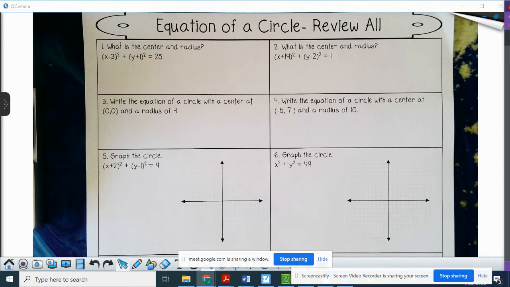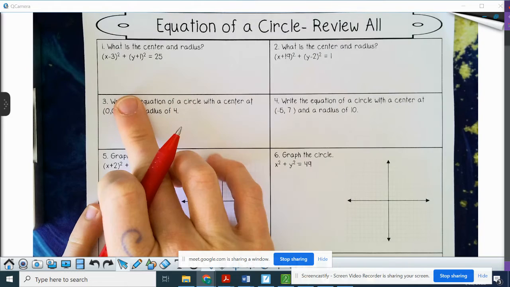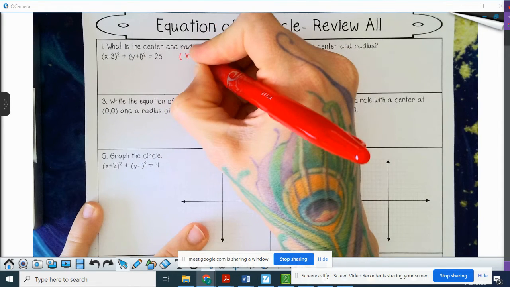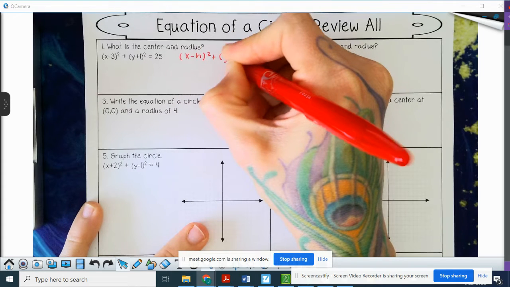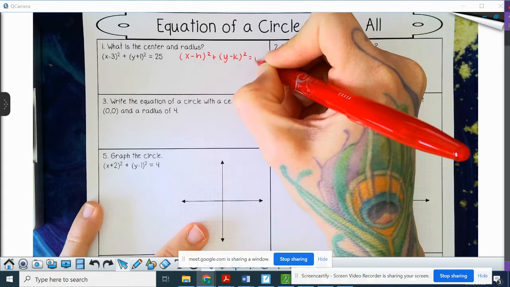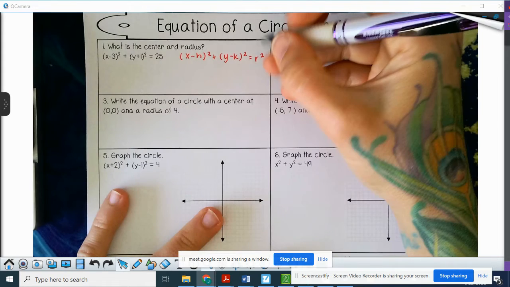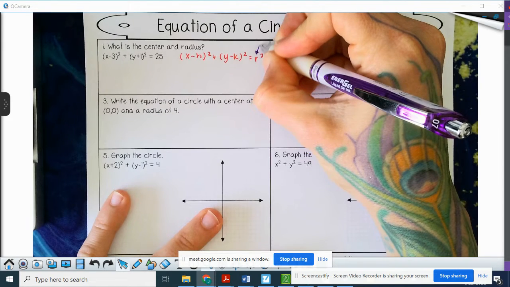So super simple, ideally. If you're looking at this, your center and your radius, remember, is x minus h squared plus y minus k squared equals radius squared. And I tried to remind everybody as many times as I made a video, radius squared. So this number is not the radius. It is the number squared.